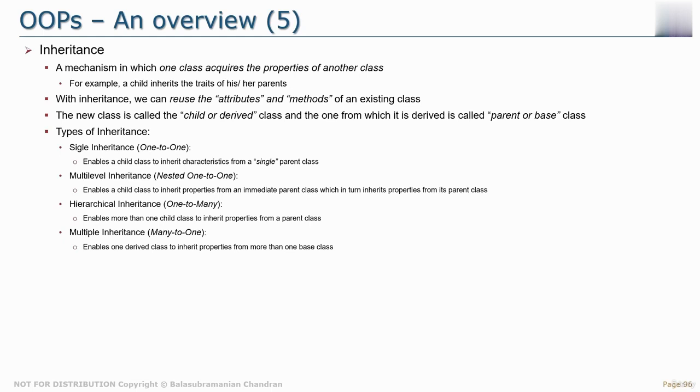Multi-level inheritance, that is nested one-to-one, enables a child class to inherit properties from an immediate parent class, which in turn inherits properties from its parent class. Hierarchical inheritance, that is one-to-many, enables more than one child class to inherit properties from a parent class. Multiple inheritance, that is many-to-one, enables one derived class to inherit properties from more than one base class.